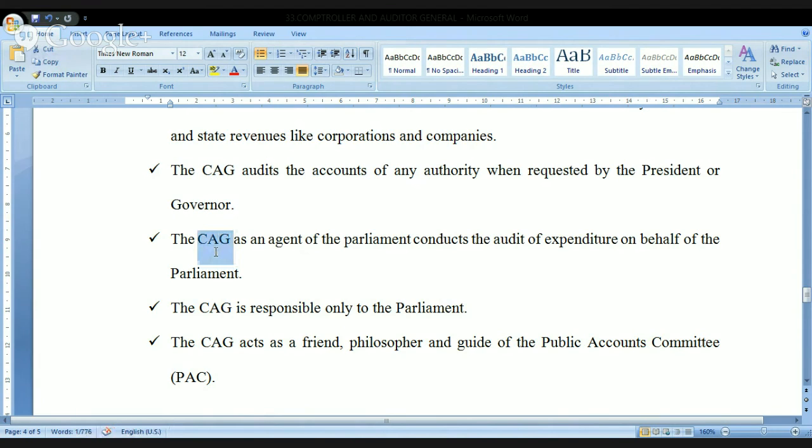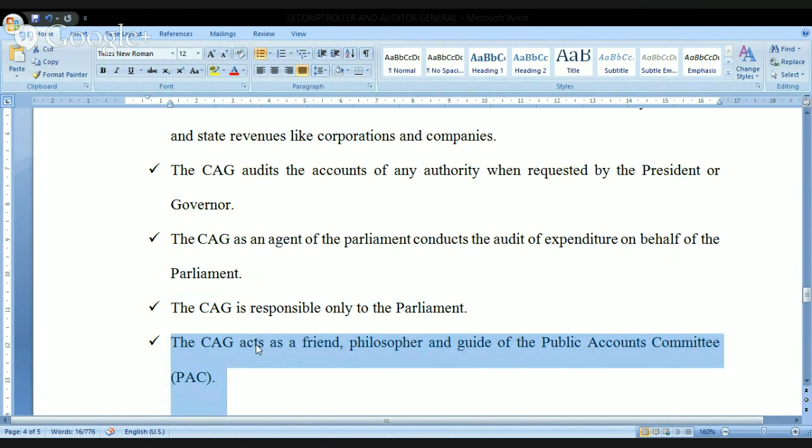CAG is an agent of the parliament and conducts the audit of expenditure on behalf of the parliament. Hence, CAG is responsible only to the parliament. And this CAG is considered to be a friend, philosopher, and guide of the Public Accounts Committee. Hopefully, you can remember this.